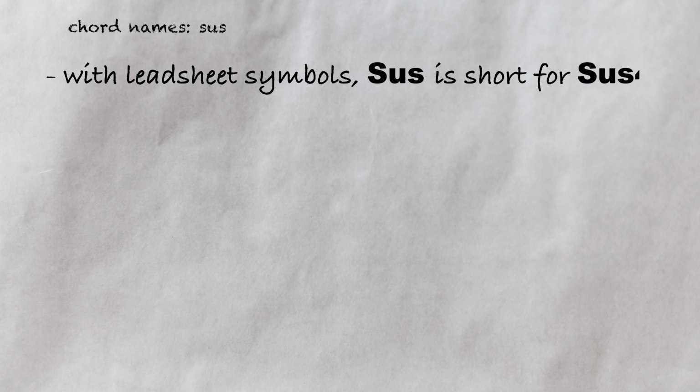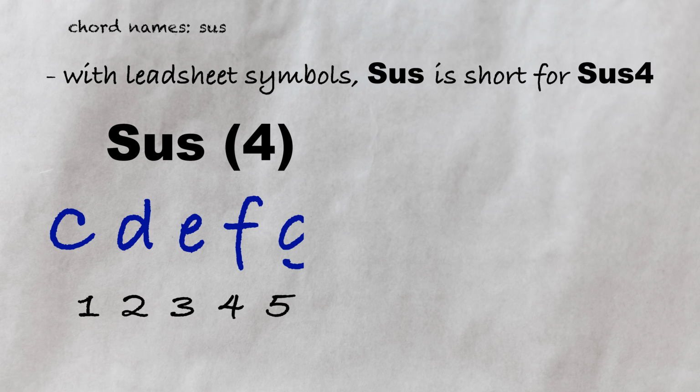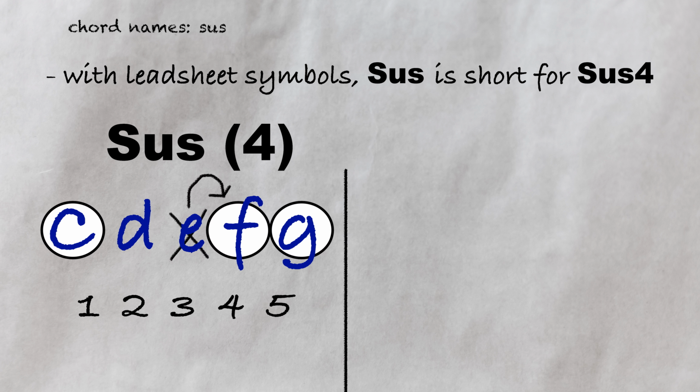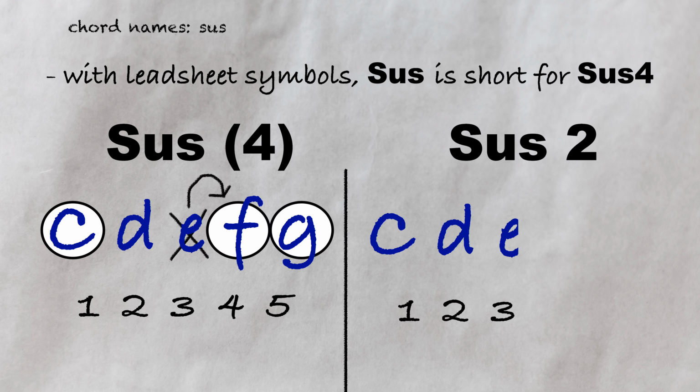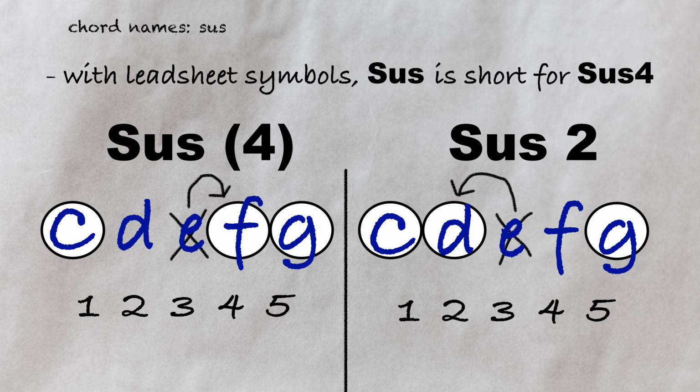The most common suspension is the 4-3 suspension in chords. And so with lead sheet symbols, if we see a sus chord, we'll assume that the chord has a perfect fourth instead of the third. Or it's sort of the same idea with the sus2. We play the second instead of the third.